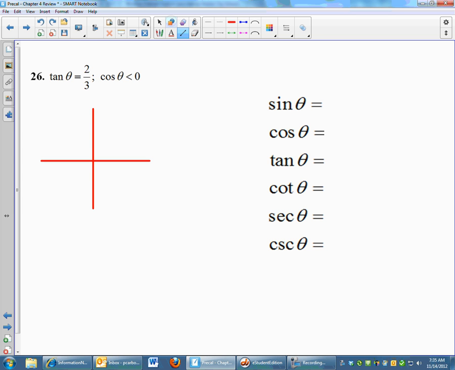Tangent is positive 2/3. Well, tangent is going to be positive. Remember, tangent is sine over cosine. So tangent is going to be a positive measure whenever sine and cosine are either both positive or both negative.